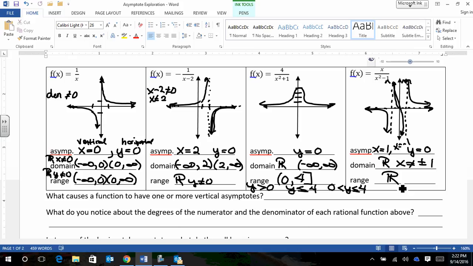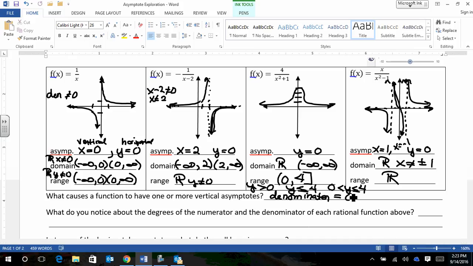All right, so burning question here. What causes a function to have one or more vertical asymptotes? What made the verticals? The 0 in the denominator, okay? Whenever the denominator equals 0, we have a vertical asymptote. Okay?